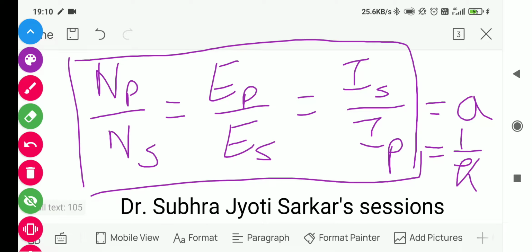So let me stop here. We would be discussing the fundamental basic construction of the transformer, and then gradually move towards the practical transformer after discussing the properties of this ideal transformer. So I'm stopping here.